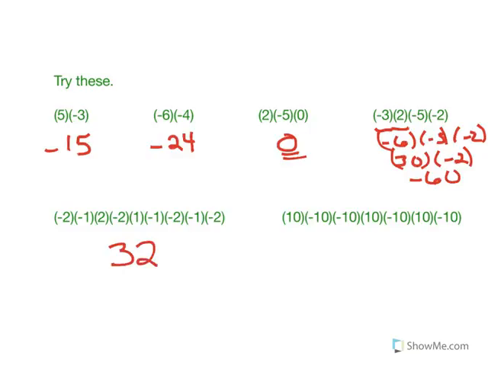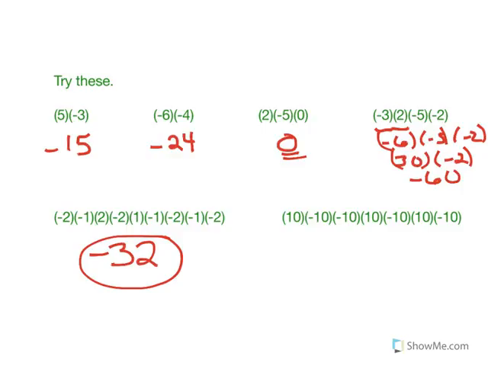Now let's count our negative symbols. 1, 2, 3, 4, 5, 6. That's even, so the answer should be positive. Let me double check that. 1, 2, 3, 4, 5, 6. I didn't count right. Well, that's an easy fix. It's an odd number, so it's negative.